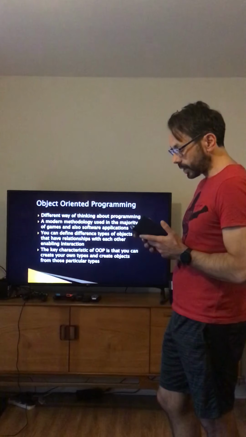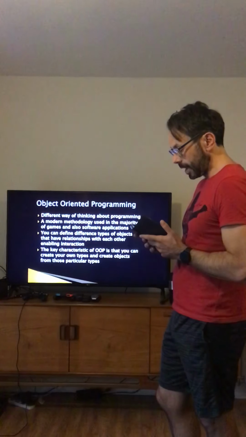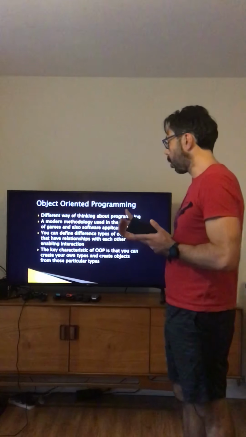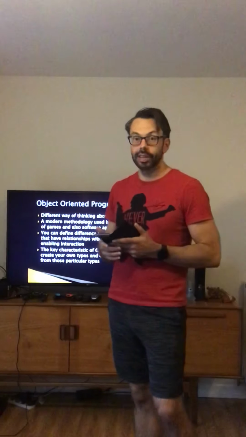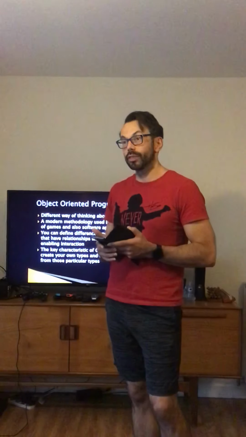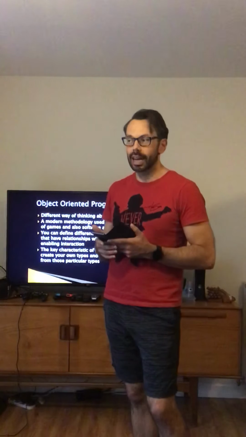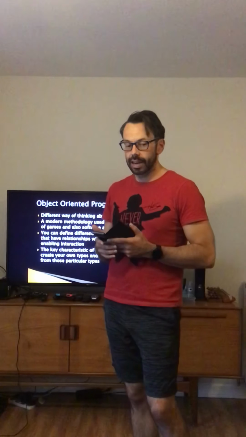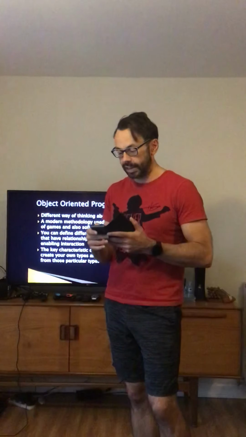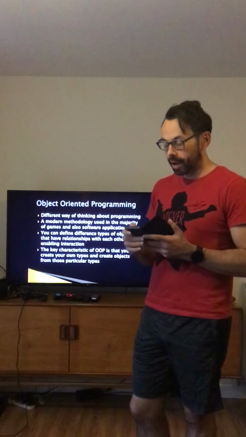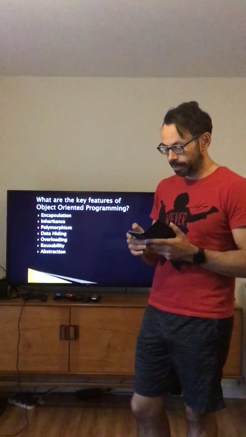So the key characteristics of object-oriented programming is that you can create your own types, and that's the magic of it, and create objects from those particular types. So it's sort of self-describing, not quite like metadata, but it is self-describing in the sense that you created it. It is entirely your design, and therein lies the power of object orientation.